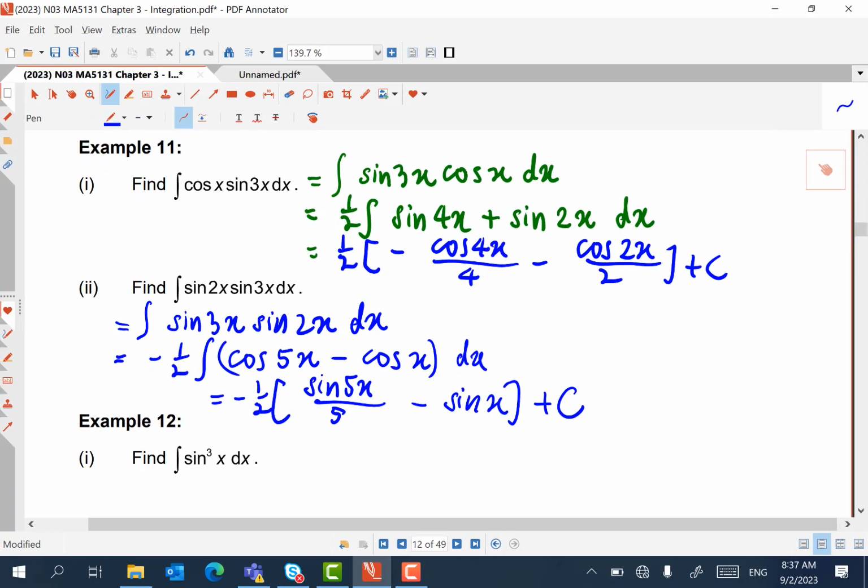So for question 11, part 1 and part 2, you just have to remember the 4 formulae, no?